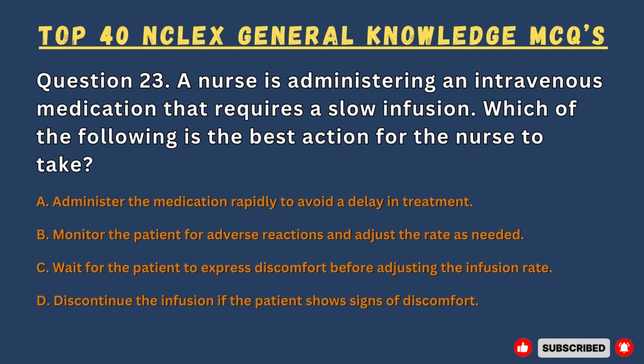Question 23. A nurse is administering an intravenous medication that requires a slow infusion. Which of the following is the best action for the nurse to take? A. Administer the medication rapidly to avoid a delay in treatment. B. Monitor the patient for adverse reactions and adjust the rate as needed. C. Wait for the patient to express discomfort before adjusting the infusion rate. D. Discontinue the infusion if the patient shows signs of discomfort.